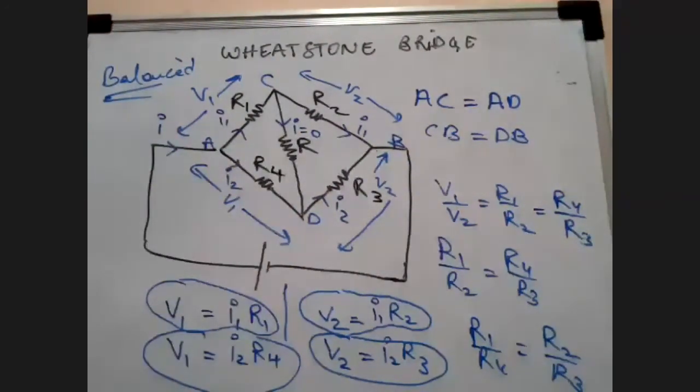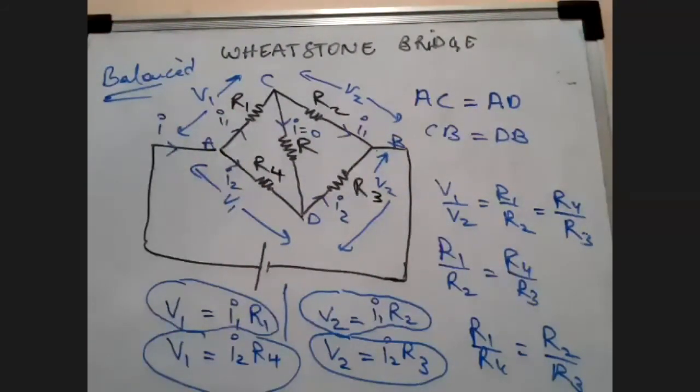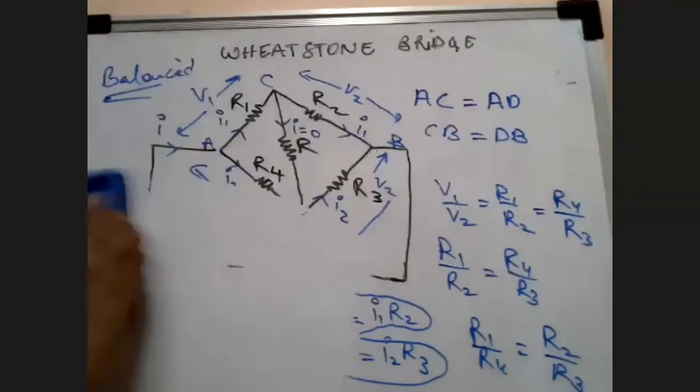This is another condition. Both are good, or else you can also take it as cross multiplication. What will you get? R1 R3 equal to R2 R4. These three conditions are important for the Wheatstone bridge to be balanced. Is this understood? Everyone? Yes, sir.